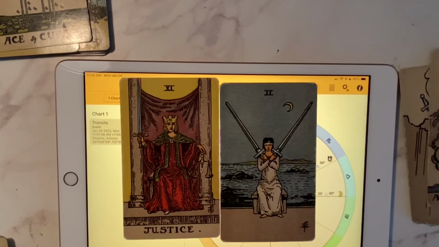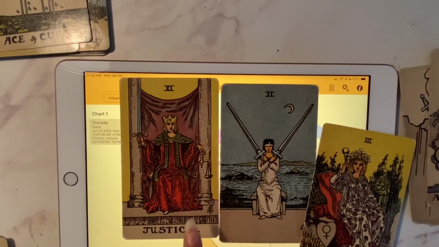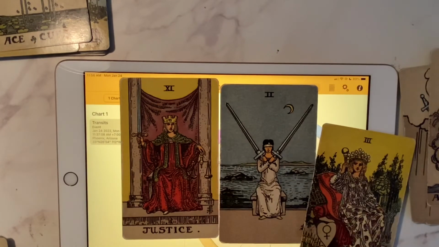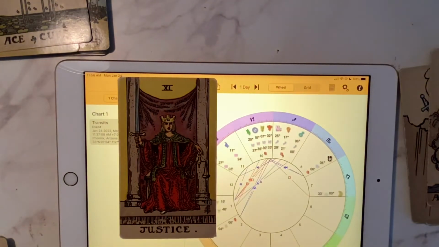You could look at the ruler. Let's say you have a Libra Venus, right? So you can add, oh, I have a Libra Venus, so Justice, the Empress, and then I have a Libra Moon. You could look at this like you would do a tarot spread and see what's popping, what's up with that, what does that mean, right? So that's all I really wanted to say.